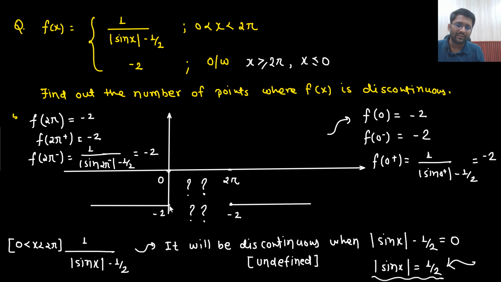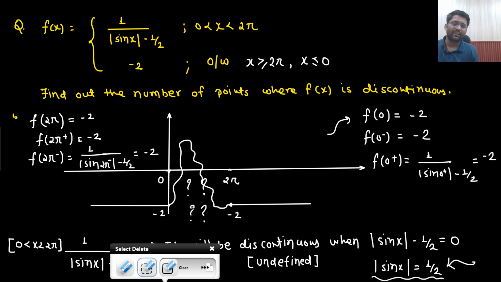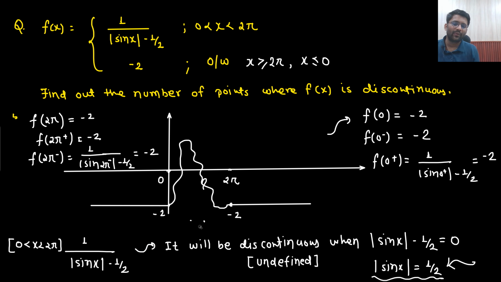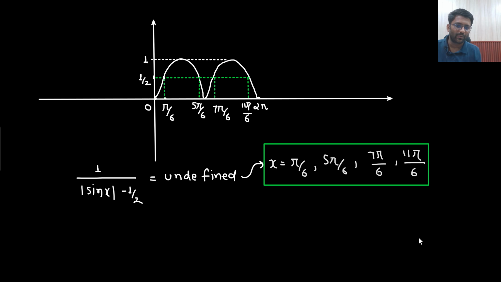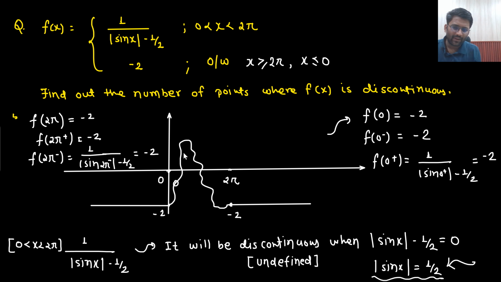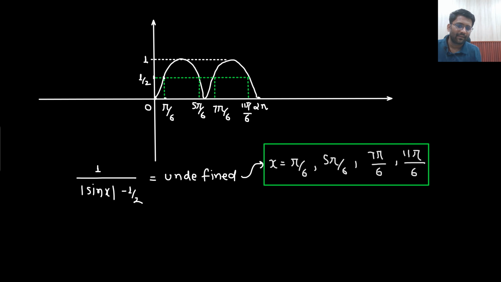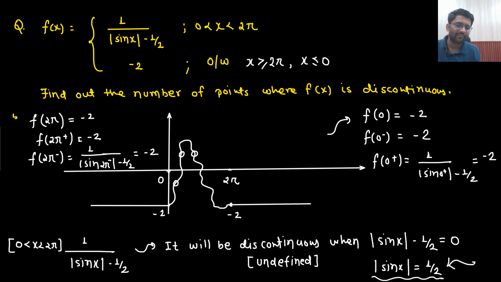I don't know what kind of graph I will be getting, but I am pretty sure about one thing: there will be 4 points where the graph will give you undefined values. Those 4 points are pi by 6, 5 pi by 6, 7 pi by 6 and 11 pi by 6. At those points they will give you undefined values, and everywhere else the graph will be defined and continuous. So 4 will be undefined points. Then the number of points at which the graph f(x) is discontinuous is 4.